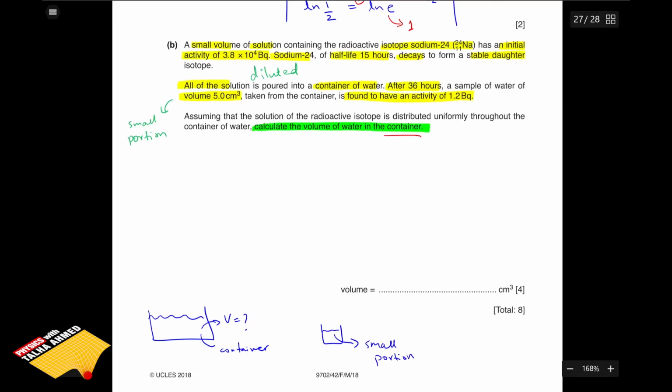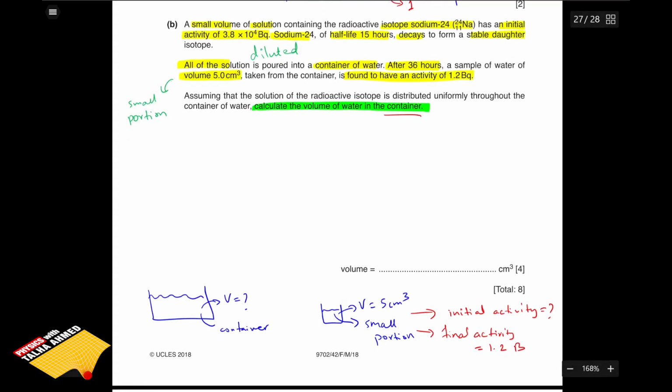So let's just look at the whole thing visually. You have a container which has a large amount of water. We don't know how much it is, but we know its initial activity. And then from that container, we take a small amount of water, which is just 5 cm cube. And we know the activity of this small sample, but we don't know the initial activity. We do know, however, the final activity after 36 hours of this small sample of 5 cm cube.